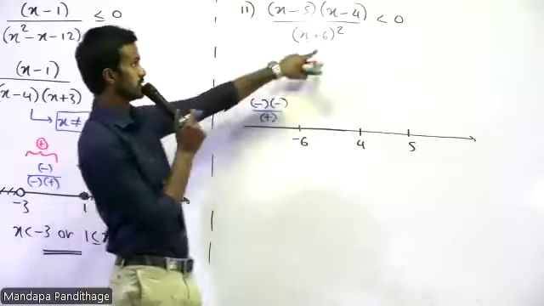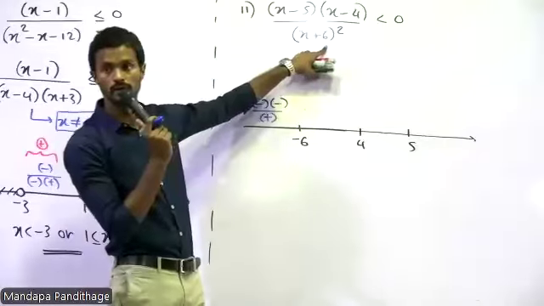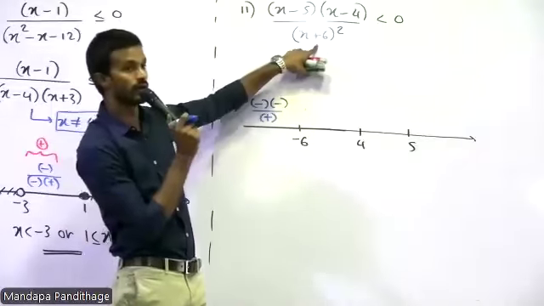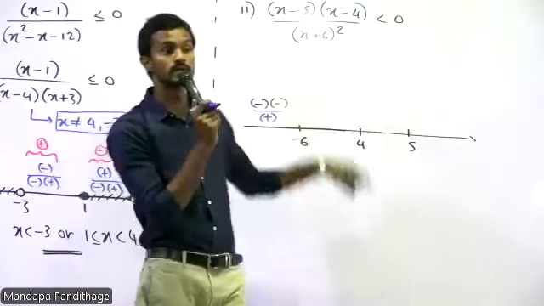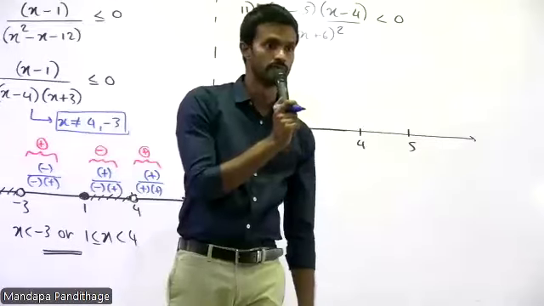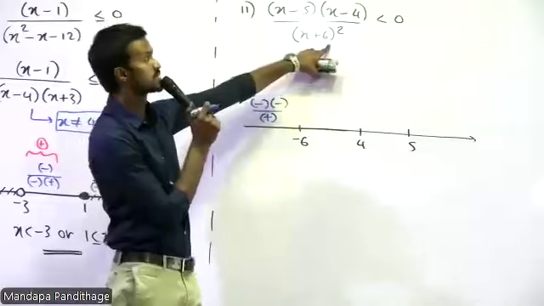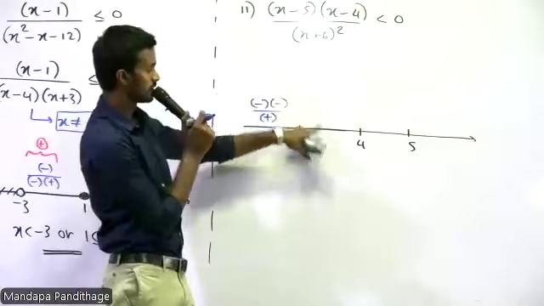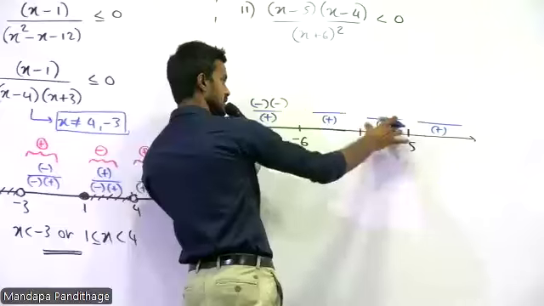So there's something different here. Since it's a square, whatever the region we consider, whatever the value we substitute, when we square it, it becomes positive. So this denominator becomes positive in every region. Then only consider the sign of the numerator, because whatever happens, the denominator is plus.